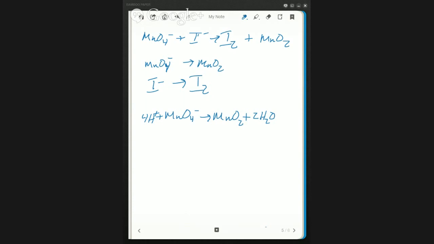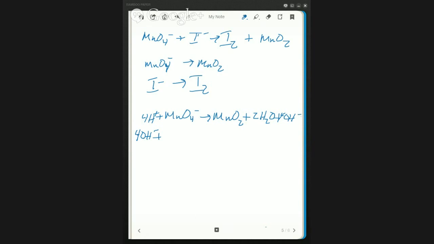So I'm going to pull it up in this way. I'm going to add however many hydroxides I need to both sides to cancel out these, but also so I end up with a base. So I'm just going to add it below here. So I have 4H plus, so that means I need 4OH minus on this side, and I have to do the same on this side, plus 4OH minus.